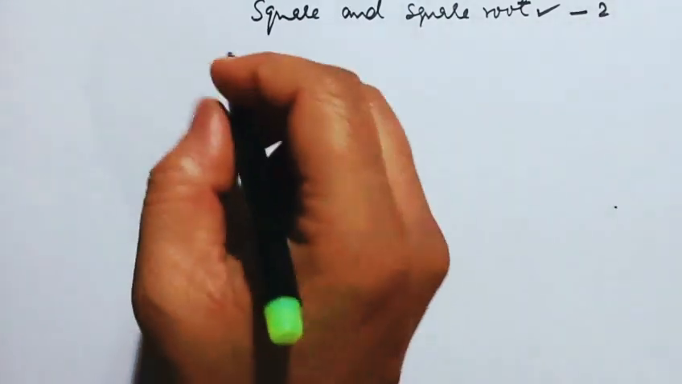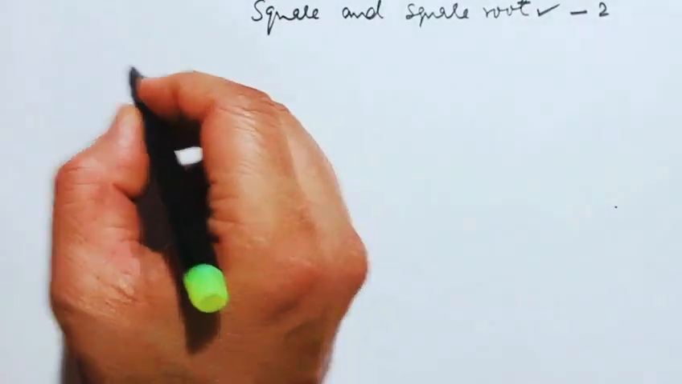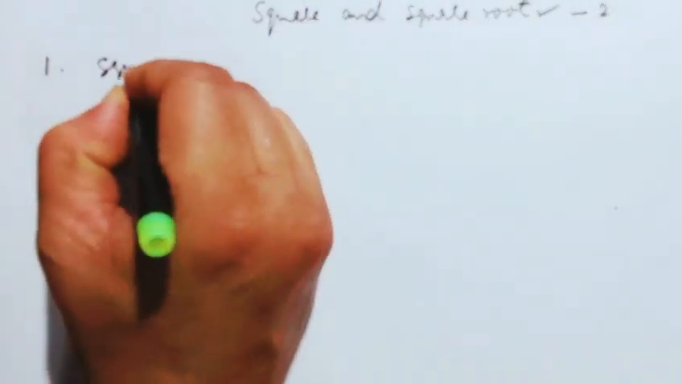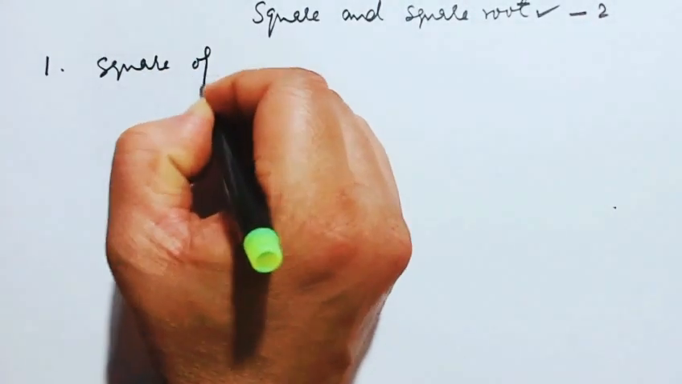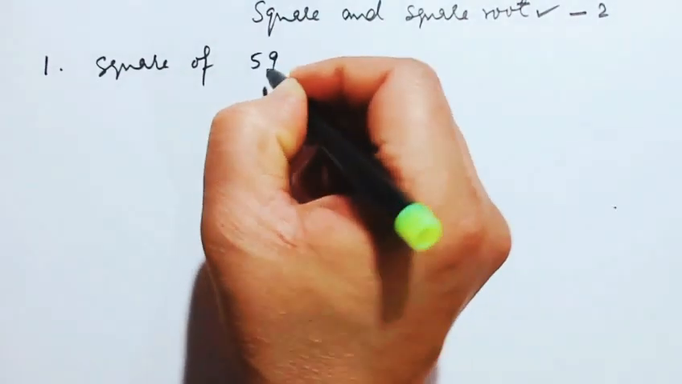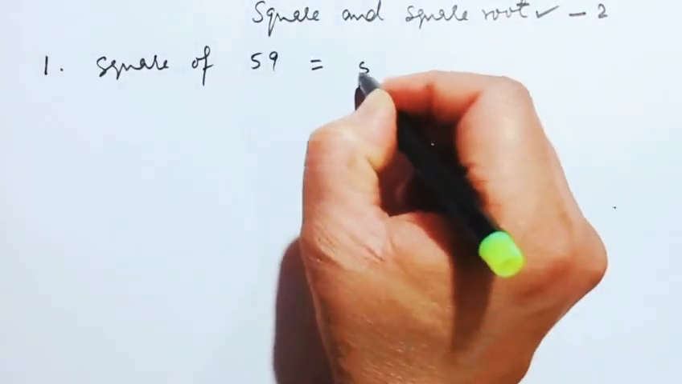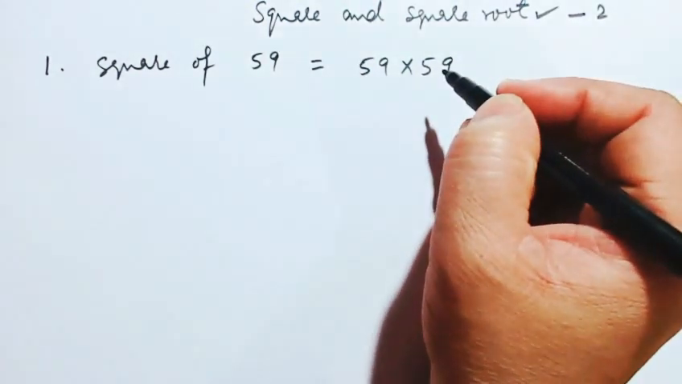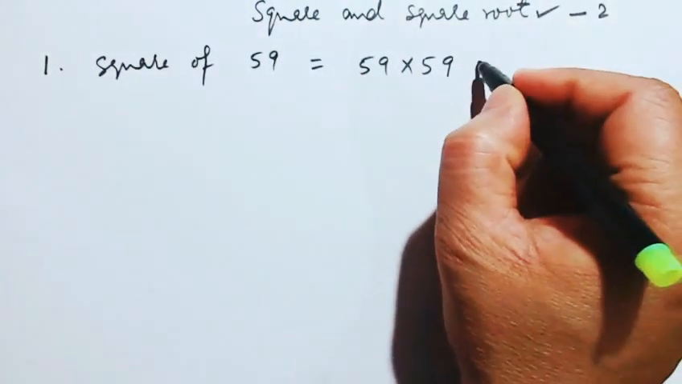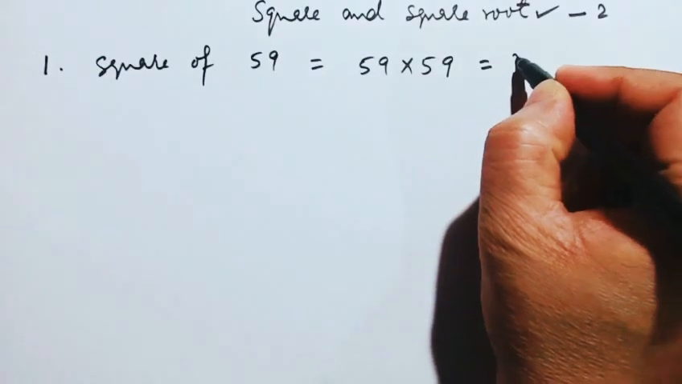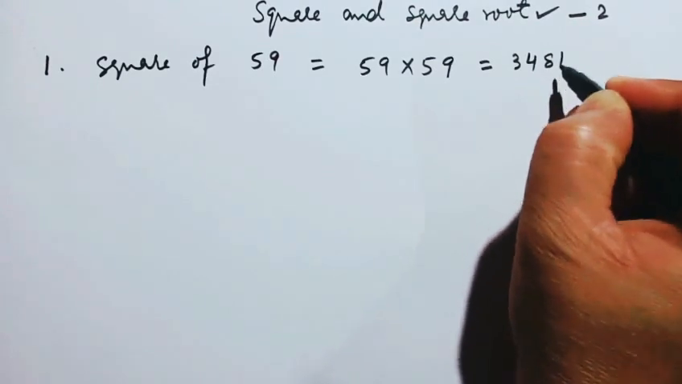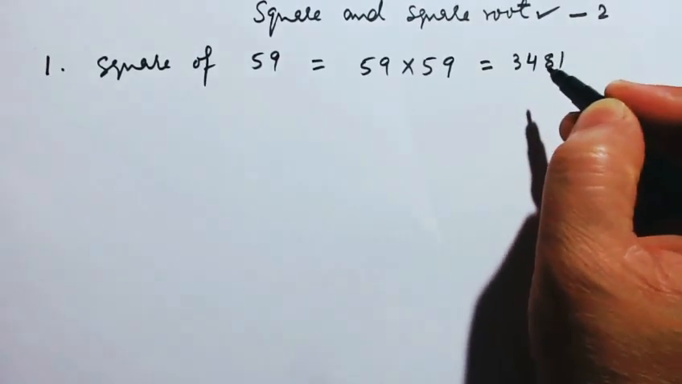Here you have been asked to find the square of 59. The square of 59 means 59 times 59, which is 59 multiplied by itself. When you multiply, you will get a value of 3481. Clear?